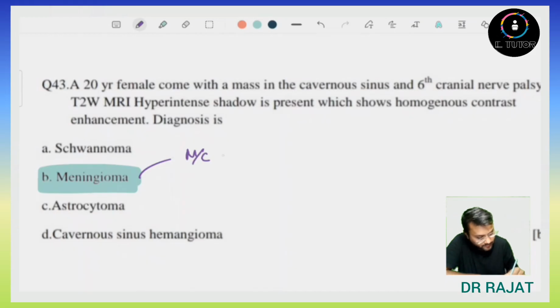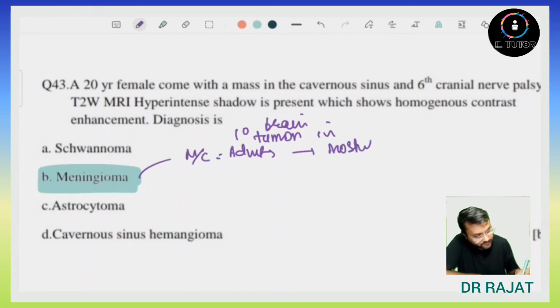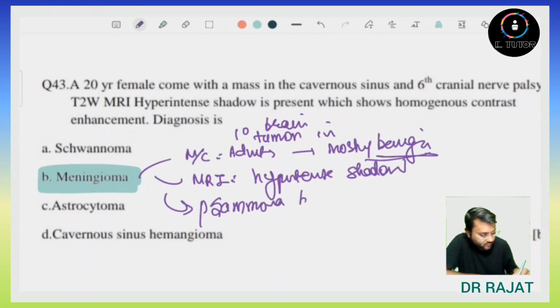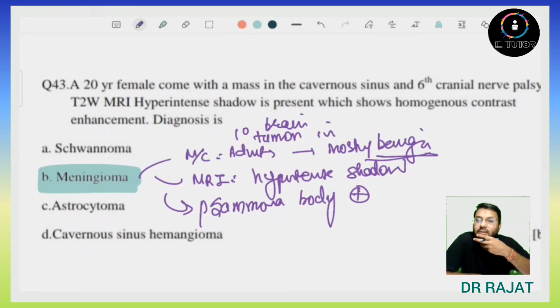Meningioma is the most common primary brain tumor in adults, and it is mostly benign. And in MRI it will show hyperintense shadow and also the finding of psammoma bodies present. So answer here will be meningioma.